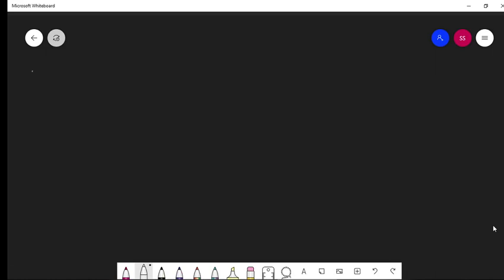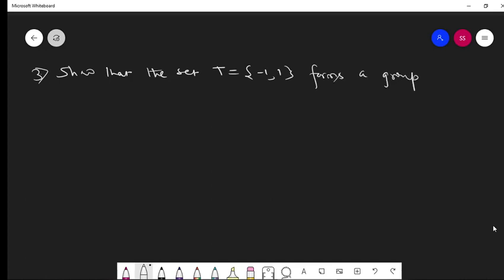The third question is, show that the set T equals {-1, 1} forms a group under the multiplication operation.